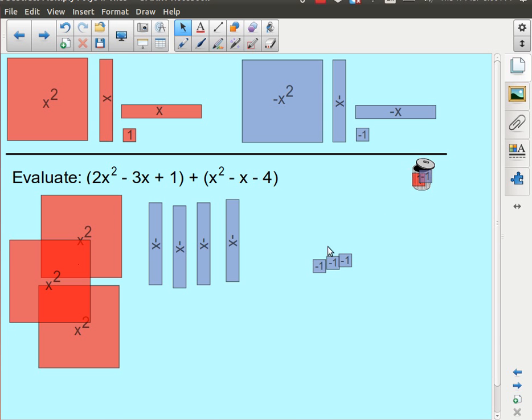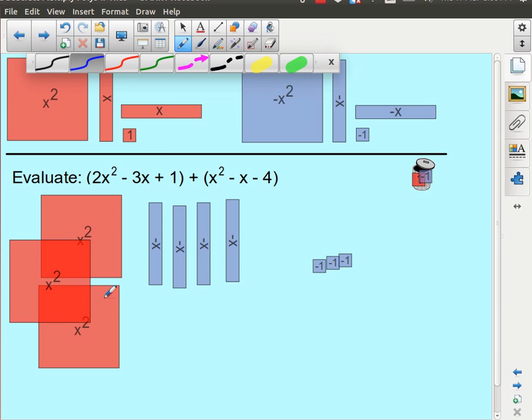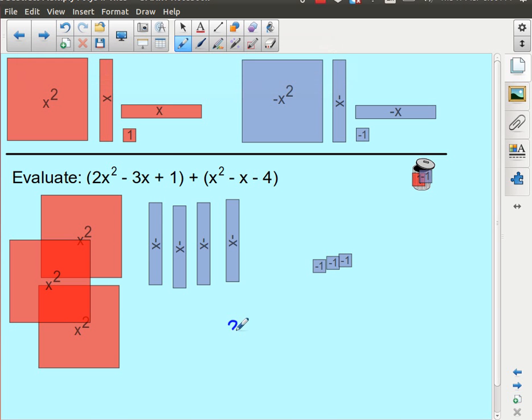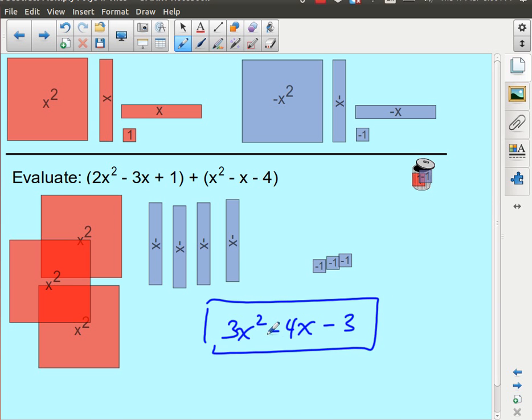Unfortunately, my garbage animation is not working quite right on this machine. And so they cancel each other out. They add up to 0. And that leaves me with my final answer, which would be I have 3 of the x squareds, and I have negative 4x's and minus 3. So that is my final answer using tiles.